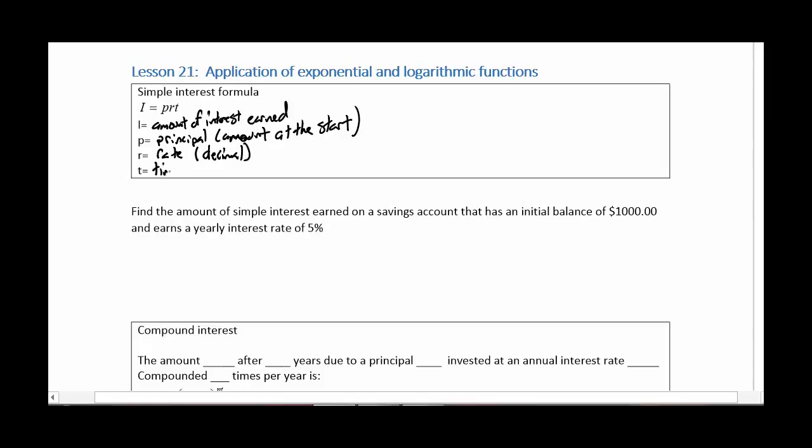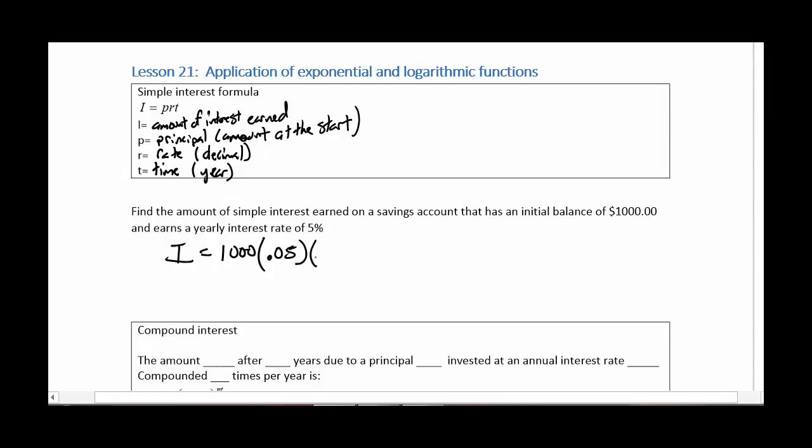And T, of course, stands for time, and this is measured in terms of years. So whatever time they give us, we just need to make sure we convert that number into some sort of yearly amount. Okay, so our first practice question: find the amount of simple interest earned on a savings account that has an initial balance of $1,000 and earns a yearly interest rate of 5%. So our formula, I need the principal, which in this case is 1,000.